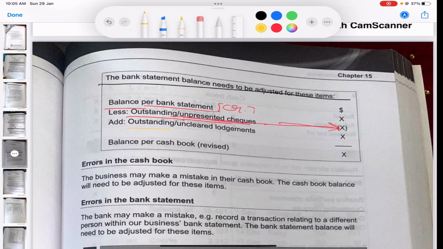Now let's talk about what outstanding or uncleared lodgement is. I've received the check, I've given it to the bank, I have added it in my cash book, or debited it in my cash. I've shown it on the debit side of my cash book, but the bank hasn't shown that cash has been added to my account. So it is not my fault, it is the bank's fault, so the bank should add it. Only these things will be the bank's mistake, and then we'll have the new balance, which is the revised balance as per cash book.